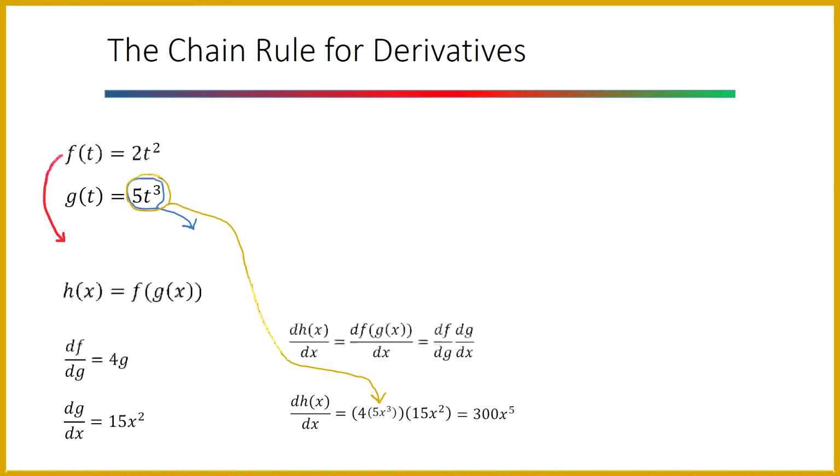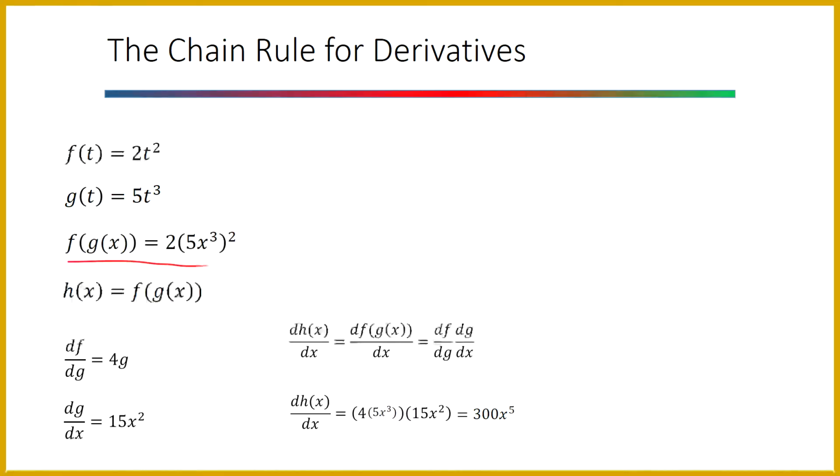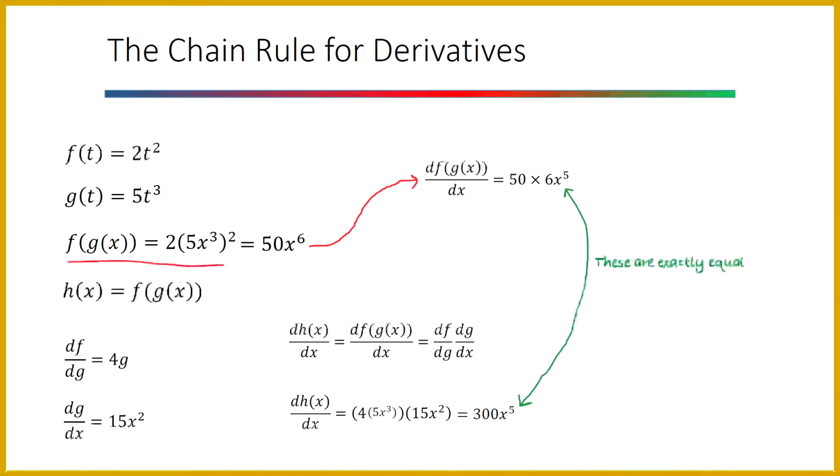Okay, we've got our answer, but because this was a really simple function, we can actually check it to make sure that it's correct. Remember, before we realized that we could actually compute f of g of x pretty easily, and when we do, we find out that it's really just a simple polynomial. It's equal to 50x to the sixth. And of course, we know how to compute that derivative. It's simply equal to 50 times 6x to the fifth. And of course, that's exactly equal to what we calculated using our other approach, which is referred to as the chain rule.